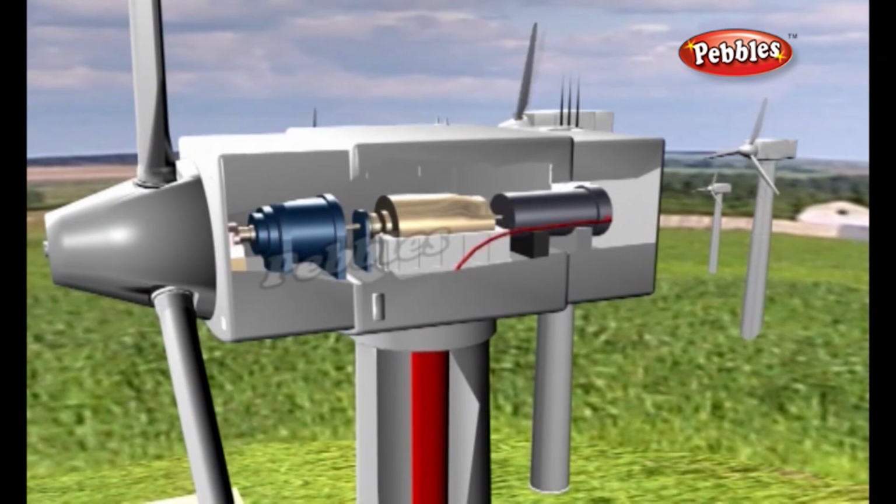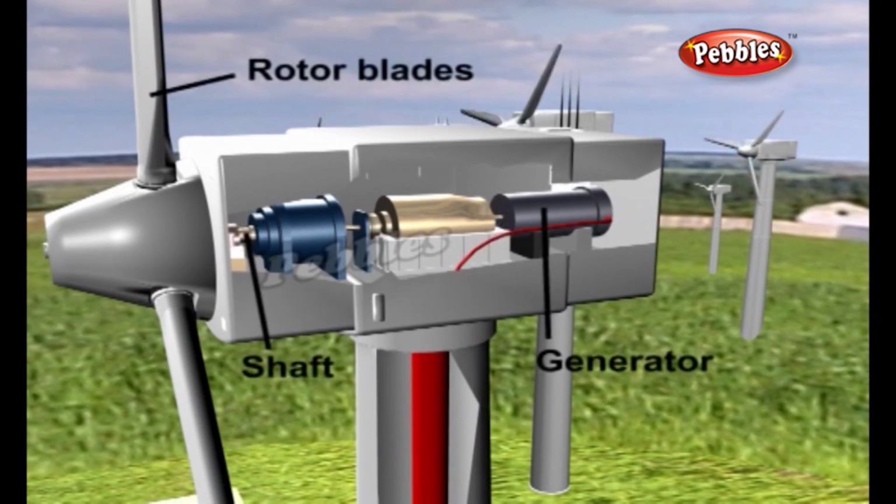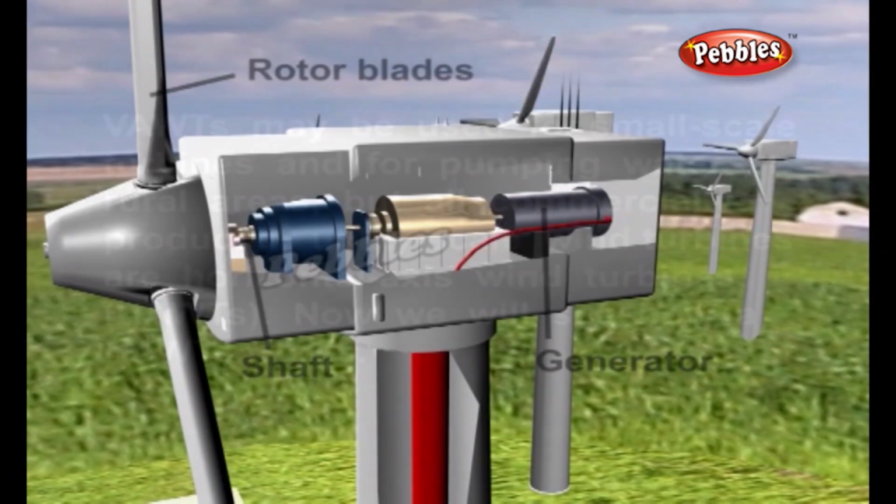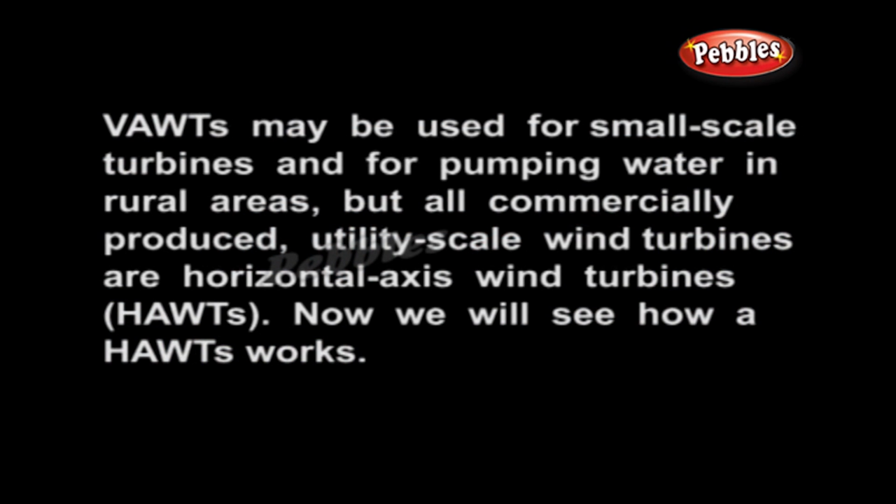The simplest possible wind energy turbine consists of three crucial parts: rotor blades, shaft, generator. There are two types of turbines: horizontal axis and vertical axis. VAWTs may be used for small-scale turbines and for pumping water in rural areas, but all commercially produced utility-scale wind turbines are horizontal axis wind turbines.